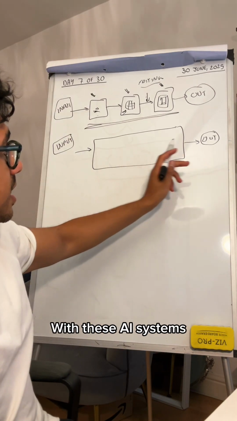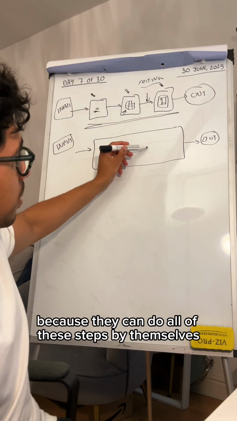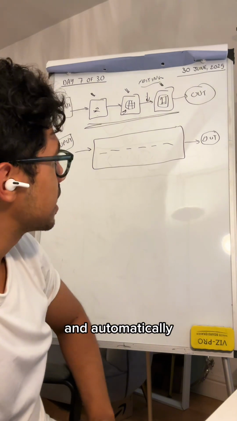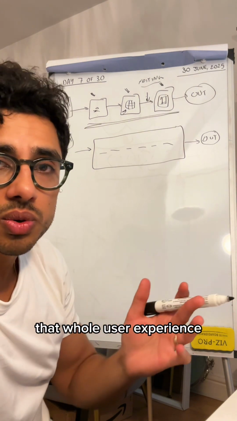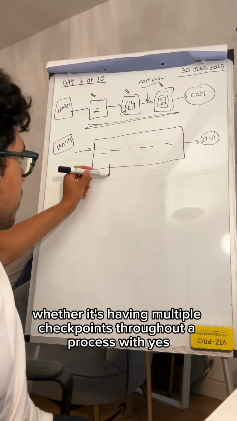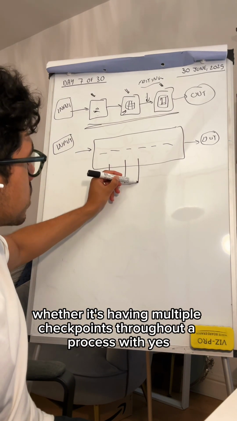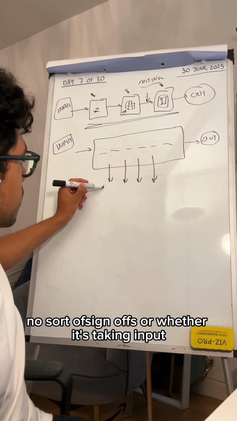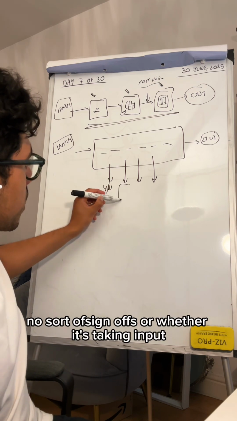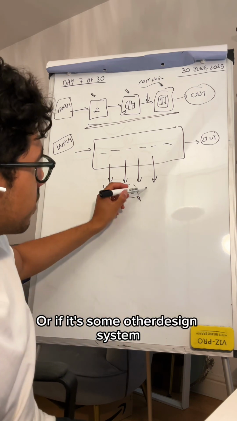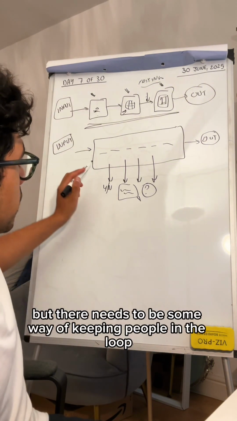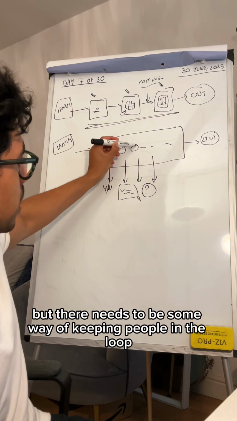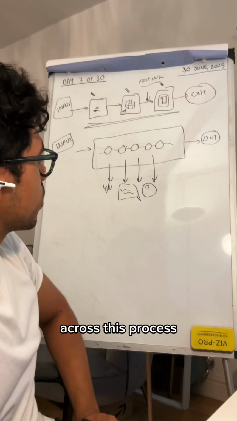With these AI systems, because they can do all of these steps by themselves and automatically, there's a whole different way that you need to approach that whole user experience, whether it's having multiple checkpoints throughout a process with yes/no sign-offs, or whether it's taking input, or if it's some other design system, design interaction that we haven't thought of yet. But there needs to be some way of keeping people in the loop across this process.